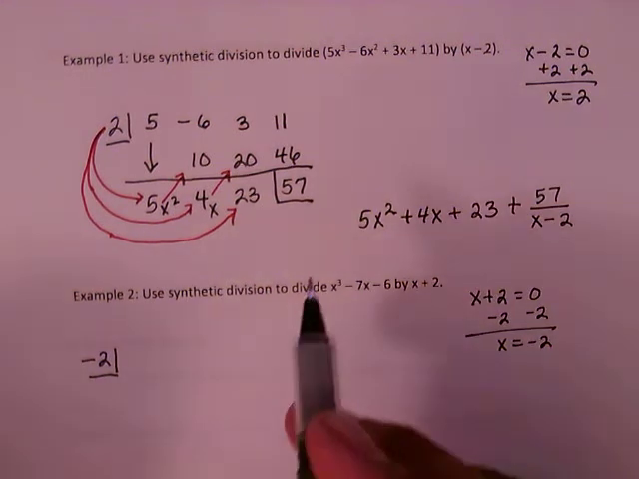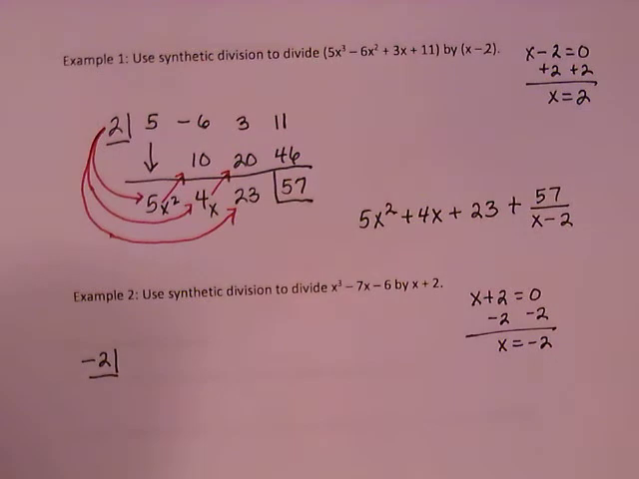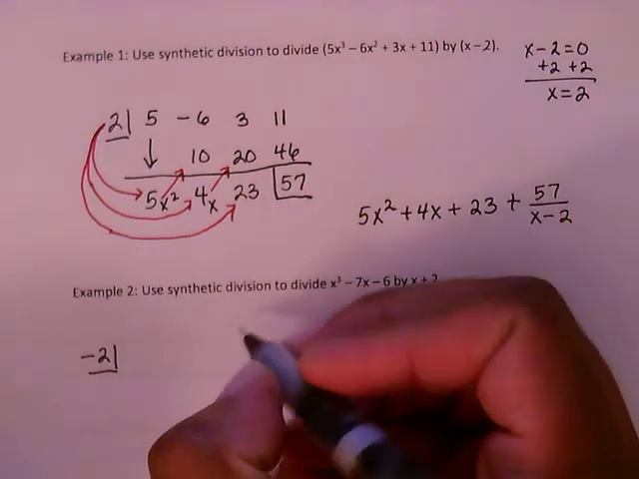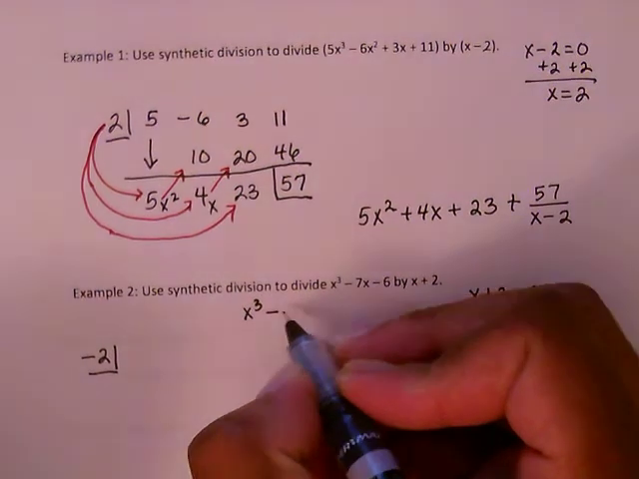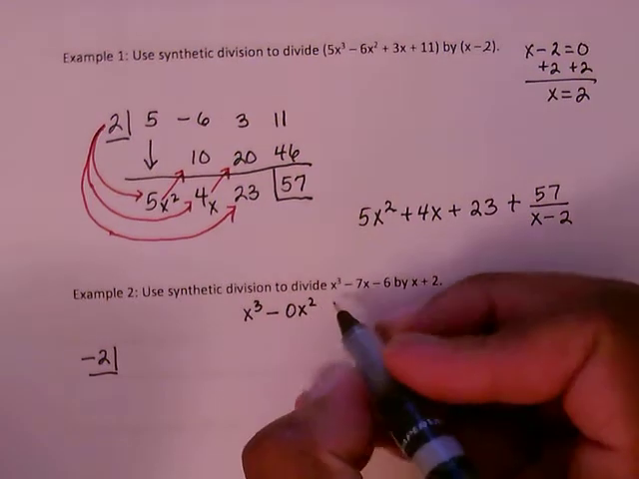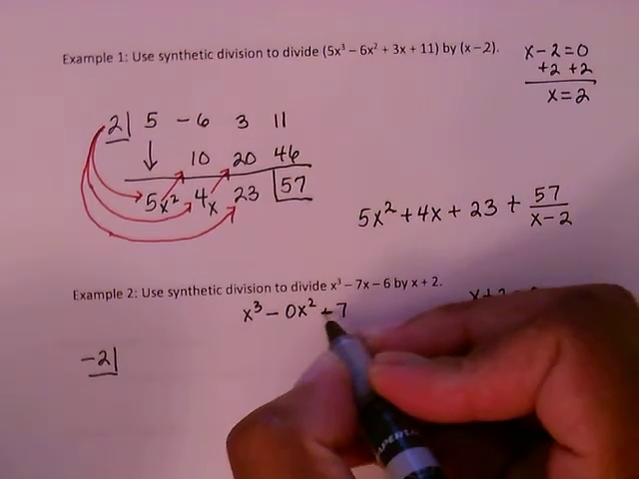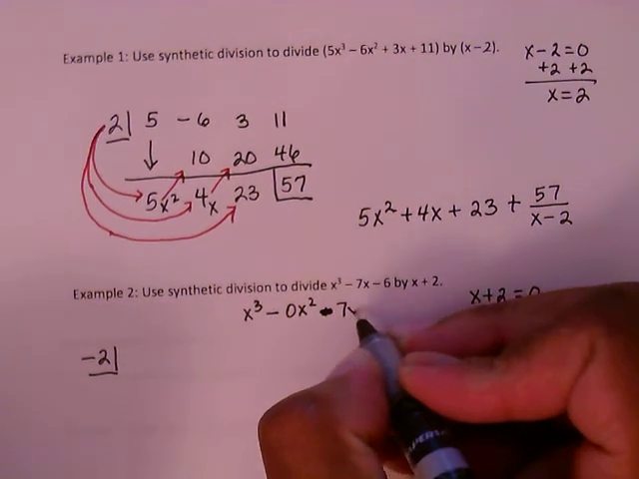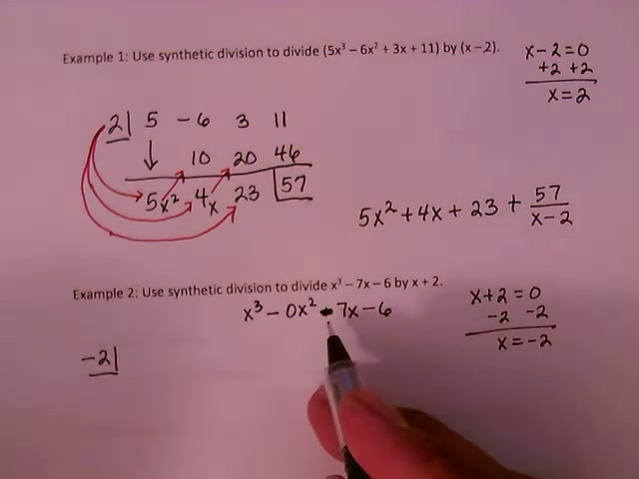But let's look at a dividend of x cubed minus 7x minus 6. I got an x cubed. However, I'm missing an x squared term. So I have the x cubed, but I'm missing an x squared term. So this will be minus 0x squared plus minus 7x minus 6. By the way, that's a minus sign.